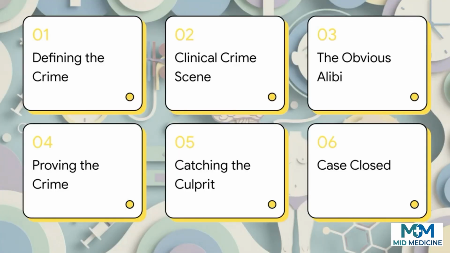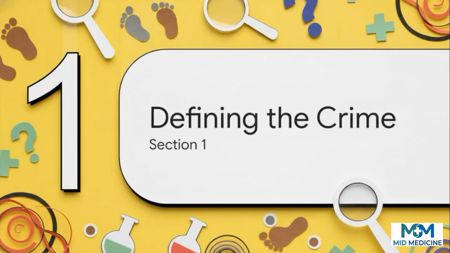Here is our roadmap for the investigation. We'll hit 1. Defining the crime. 2. The clinical crime scene. 3. The obvious alibi. 4. Step 1. Proving the crime. 5. Step 2. Catching the culprit. And finally, 6. Case closed. Let's get started. Starting off with Section 1, Defining the crime.